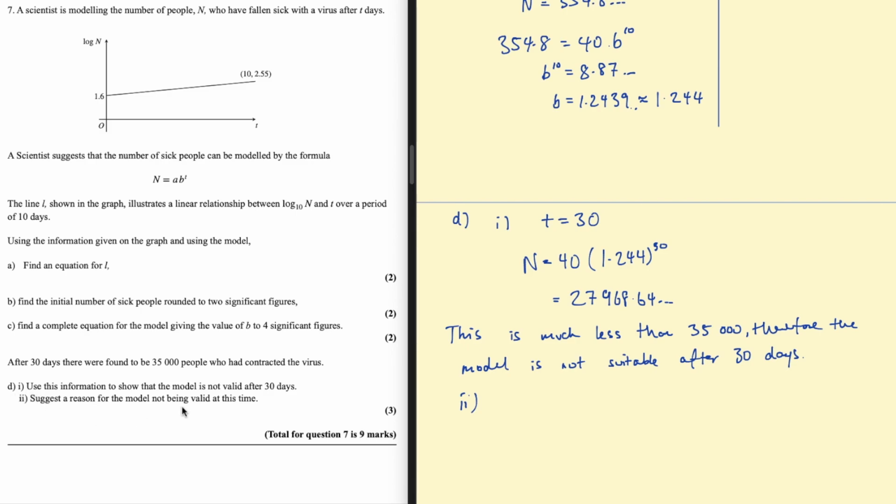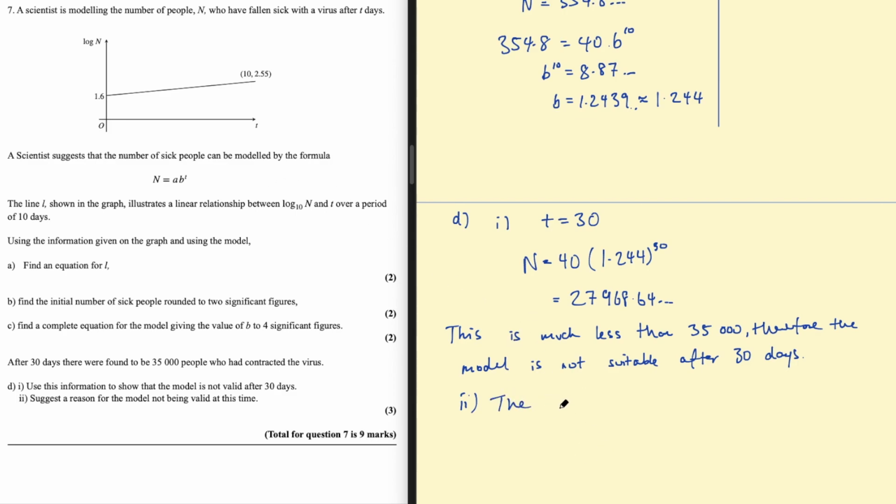Part 2 says suggest a reason for the model not being valid at this time. So here you need to think of the context. We're talking about a virus. Think of a reason why, what might cause the model to not fit the data. So you could say possibly the virus might be much more contagious than predicted.